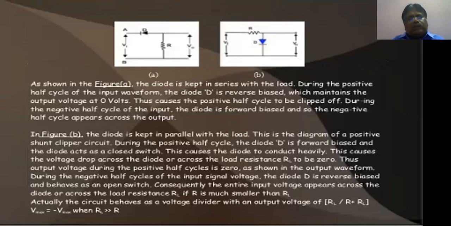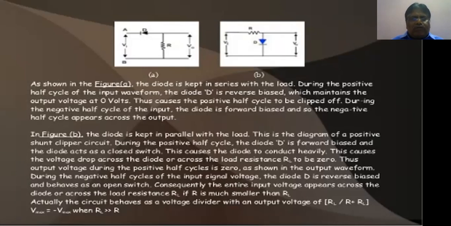Thus, the positive half cycle is clipped off. During the negative half cycle of the input, the diode is forward biased and the negative half cycle appears across the output side. Okay. Next, figure B. The diode is kept parallel with the load. This is the diagram of the positive shunt clipper circuit.